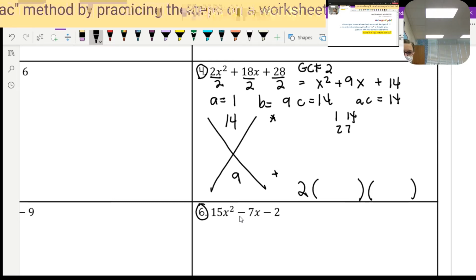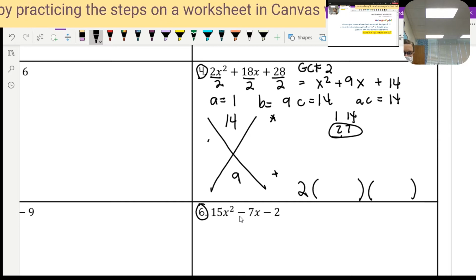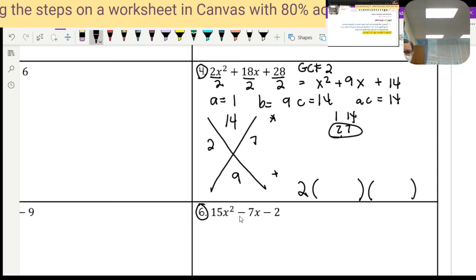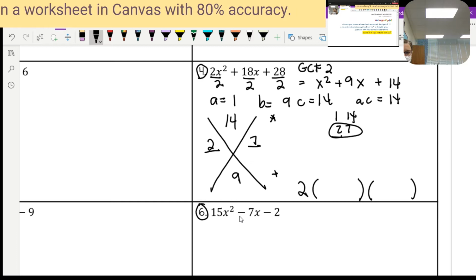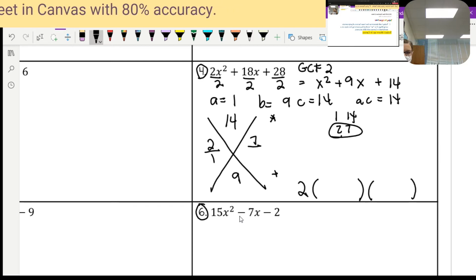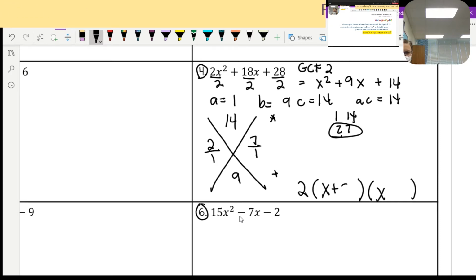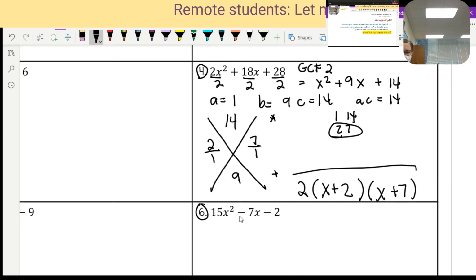So I'm going to choose those 2, put 2 here and 7 here in our numerator. And then on the bottom, I'm going to put A. A is 1. And so we have X. We don't have to put the 1 in front of it. And then we have plus 2 from the left side and plus 7 from the right side. So that's our answer.